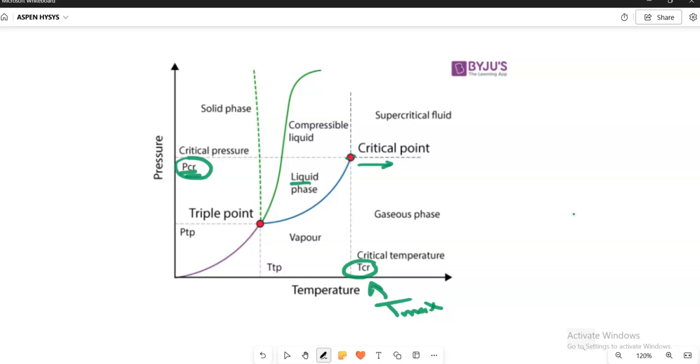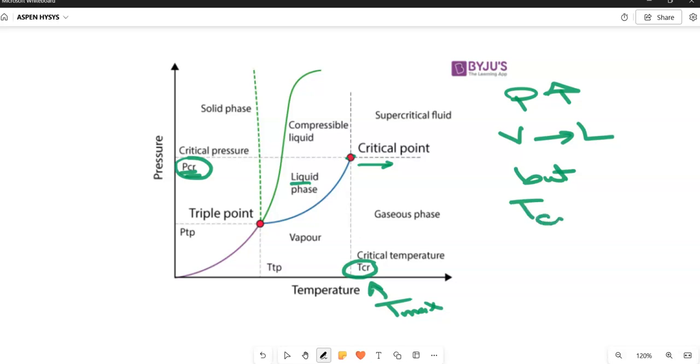If the pressure increases, we are moving from vapor to liquid. But at the critical temperature, even if we increase the pressure, we can't move from vapor to liquid, because at T critical we can't have liquid, so no liquid at this point. This is the simplest way to define the critical temperature.